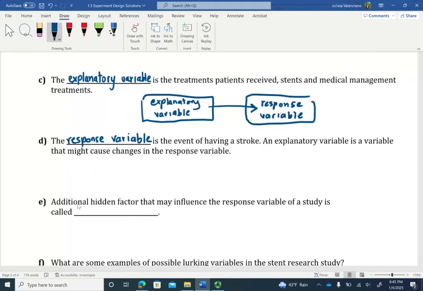Now, we have one more type of variable, which is called the lurking variable. And this is going to be an additional hidden factor that might have an impact, that might influence the response variable. For example, what could be a lurking variable for this experiment? And that is the question that we have here in part F. What are some examples of possible lurking variables in the stent research study?